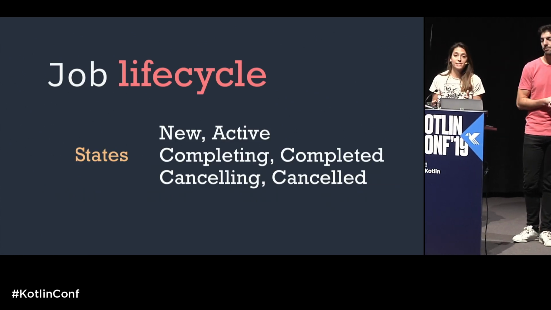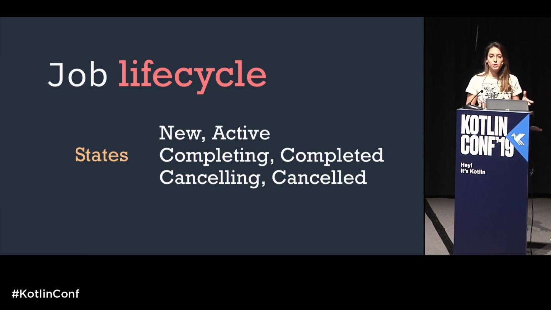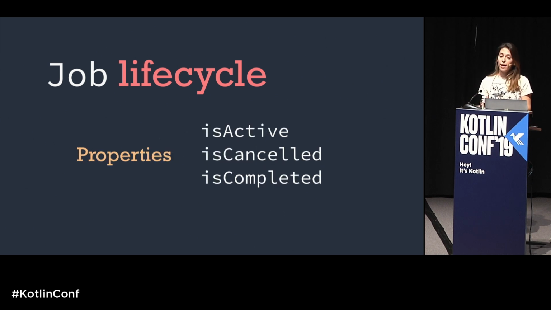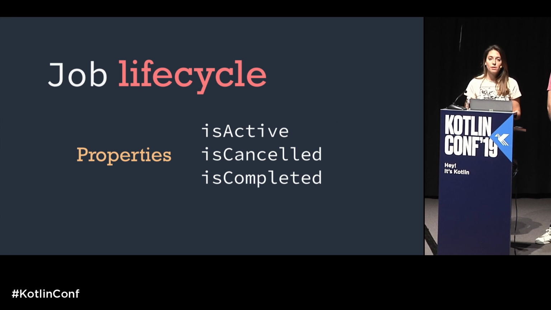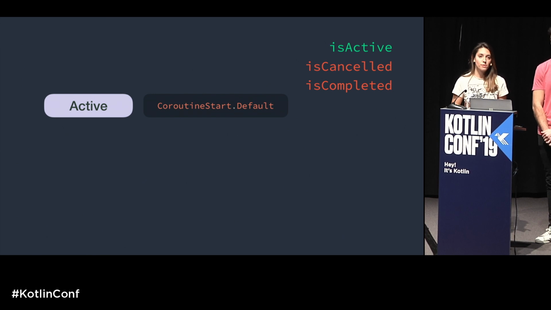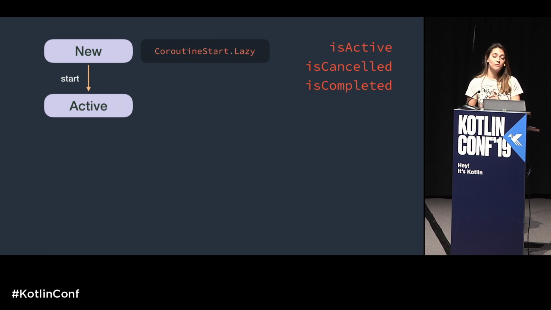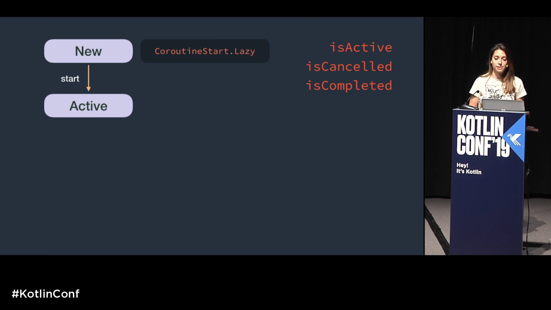So coroutines go through a set of states throughout their life cycle. By default, we don't have access to these states, but what we have is a set of properties that are related to these states. By default, a coroutine is launched eagerly. This means that it will be in the active state with the isActive property true. But you can also launch a coroutine lazily by passing the coroutineStart.lazy flag. And then you can move to an active state if you call start or join on the coroutine.